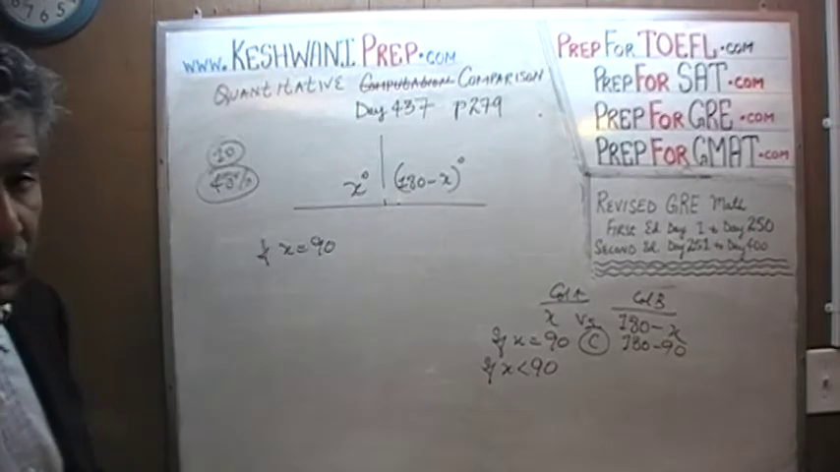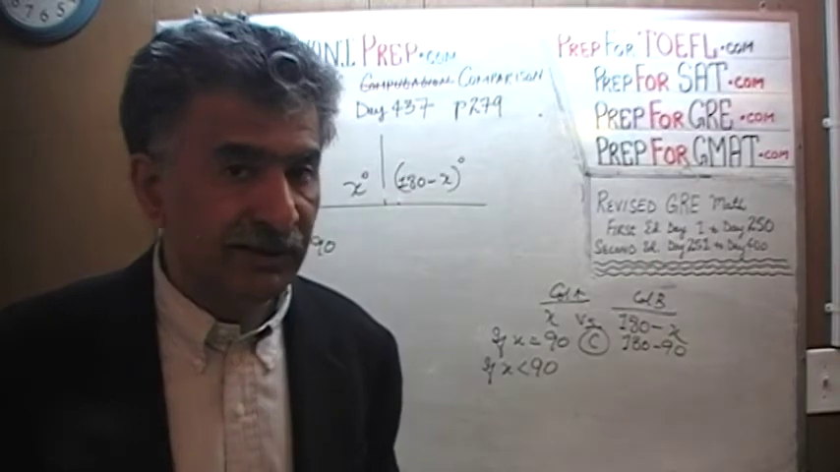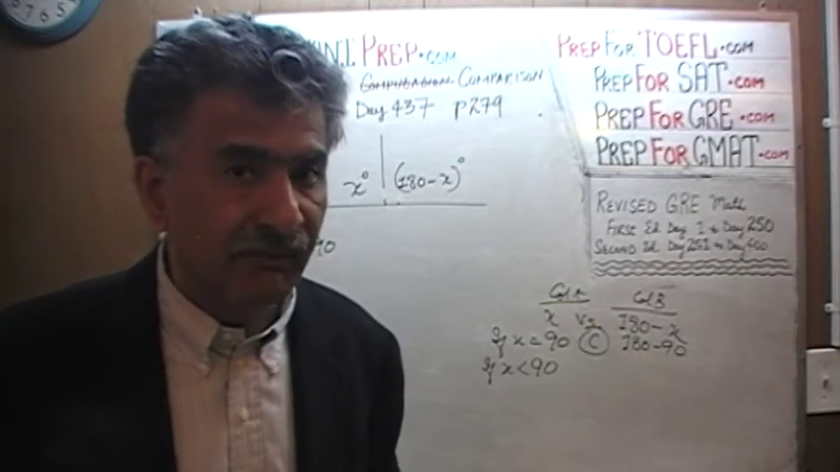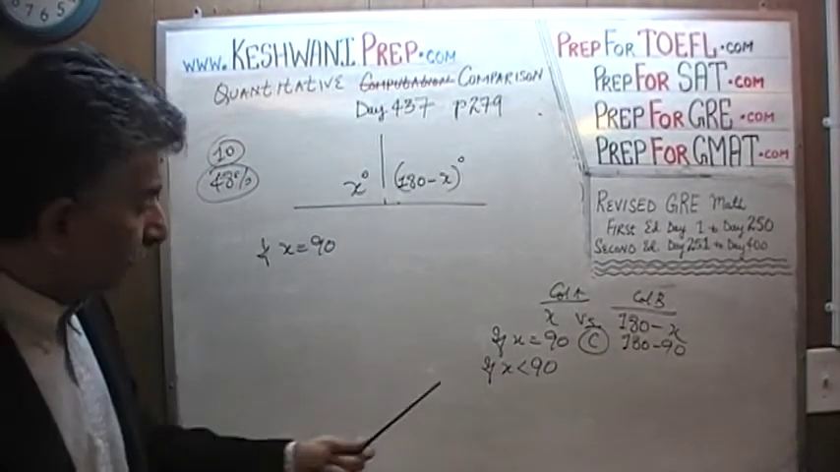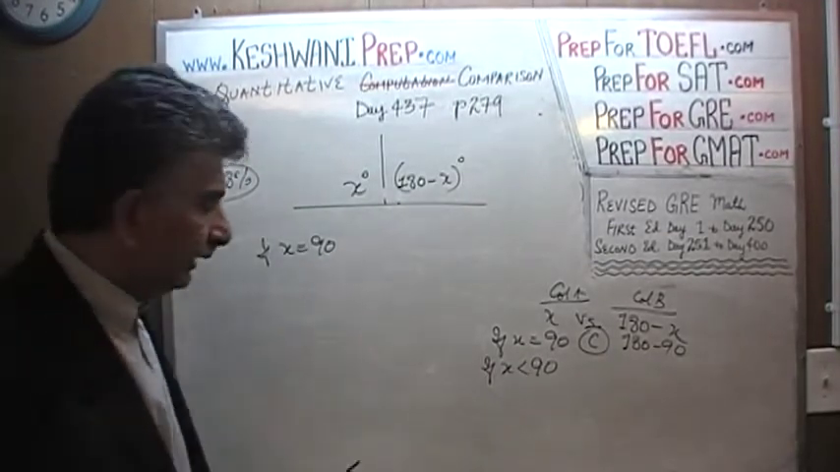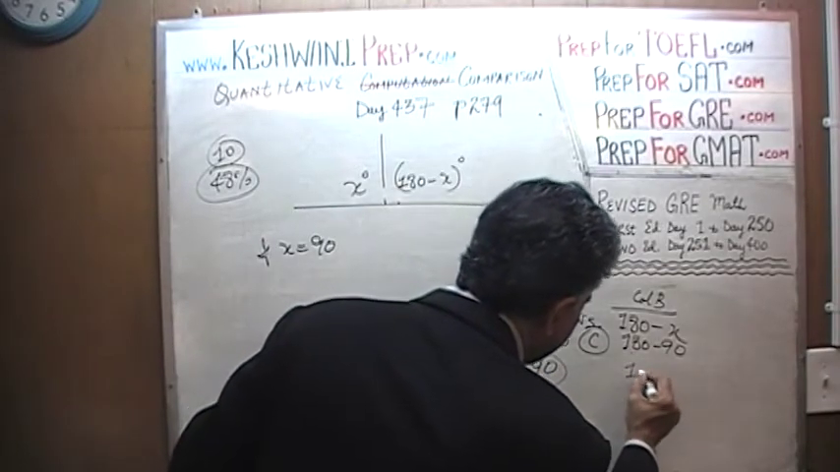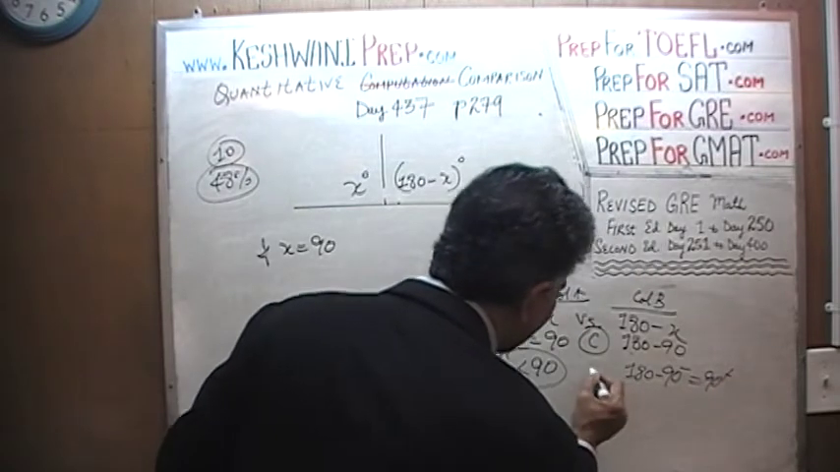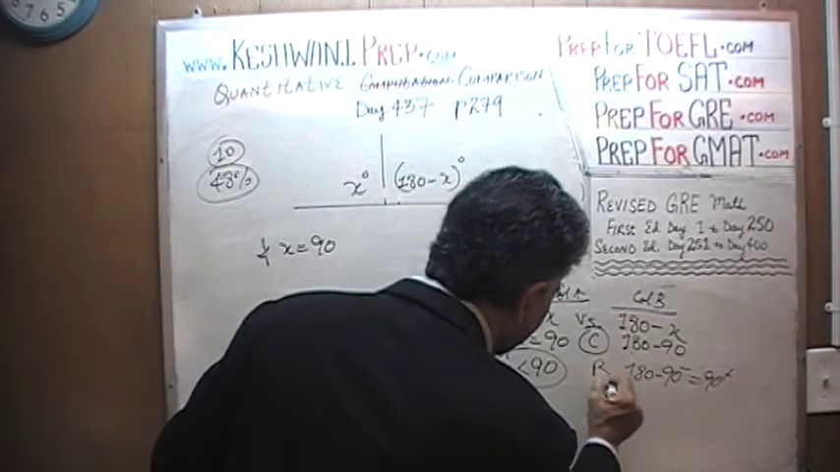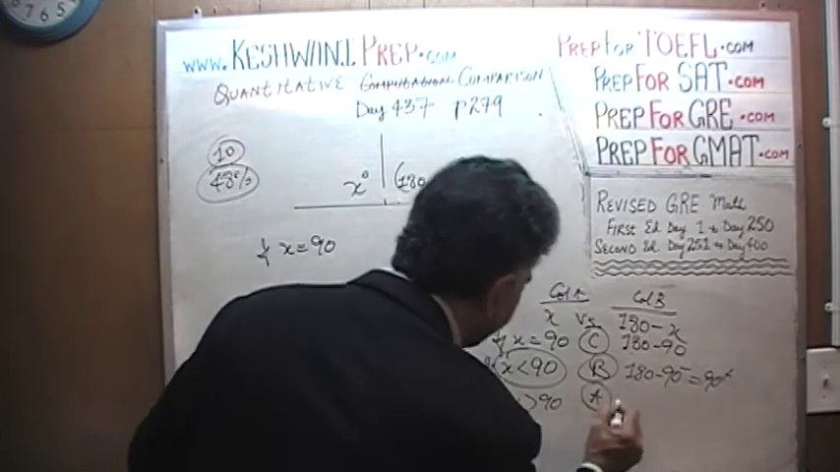So maybe x is 89.99999 degrees. Who knows? Maybe it's 89.5 degrees, or maybe it's 87 degrees. We can't tell just by looking at it. So if x happens to be less than 90, then 180 minus something less than 90 is going to be something more than 90, in which case the answer would be B. If x happens to be more than 90, the answer would be A.